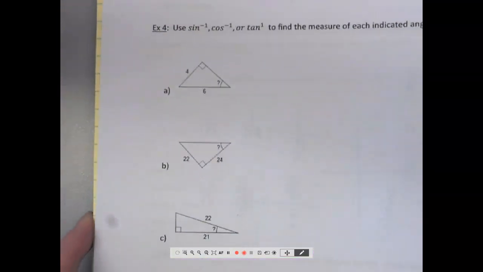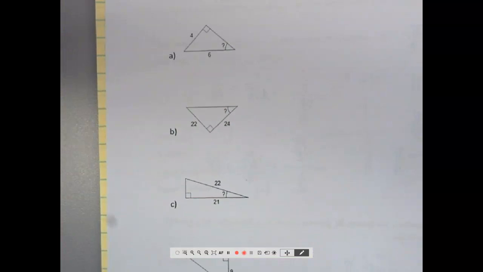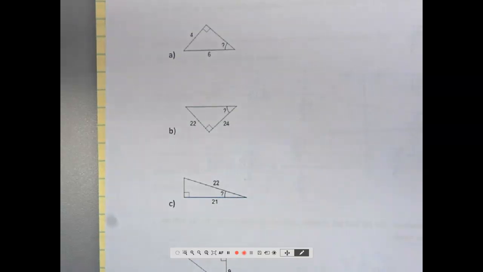Okay, save the easiest for last. This you probably did in geometry. And it's using sine, cosine, or tangent inverse to find an angle in a triangle. Okay, so looking at part A, where the question mark is, we'll just call that theta. That's the angle I want to find. But this side 4 is opposite, adjacent, or hypotenuse to theta.